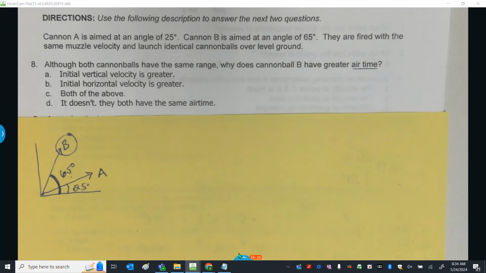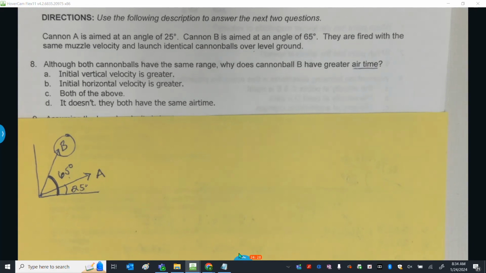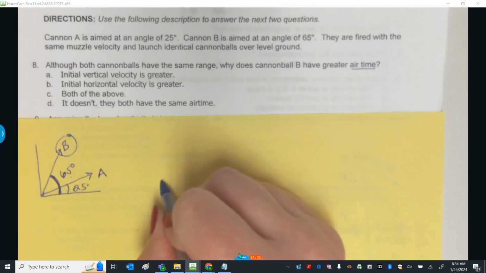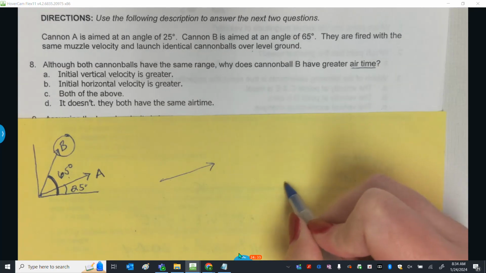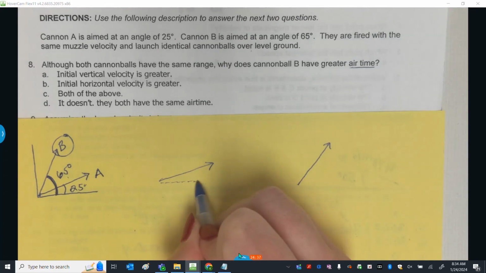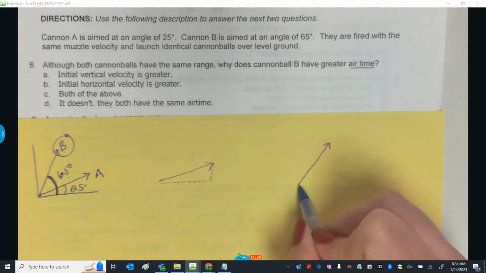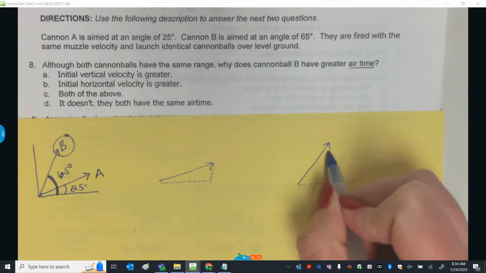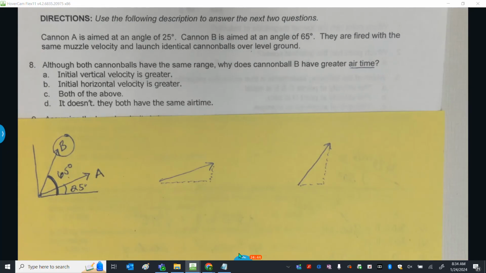So let's look at the answer choices. I'm going to redraw these real quick. So A is going to look something like this, whereas B is going to look something like this. Okay, and you have components of these. That's why I'm redrawing them, because these questions are referring to these components. They're not to scale, so just go with me here.